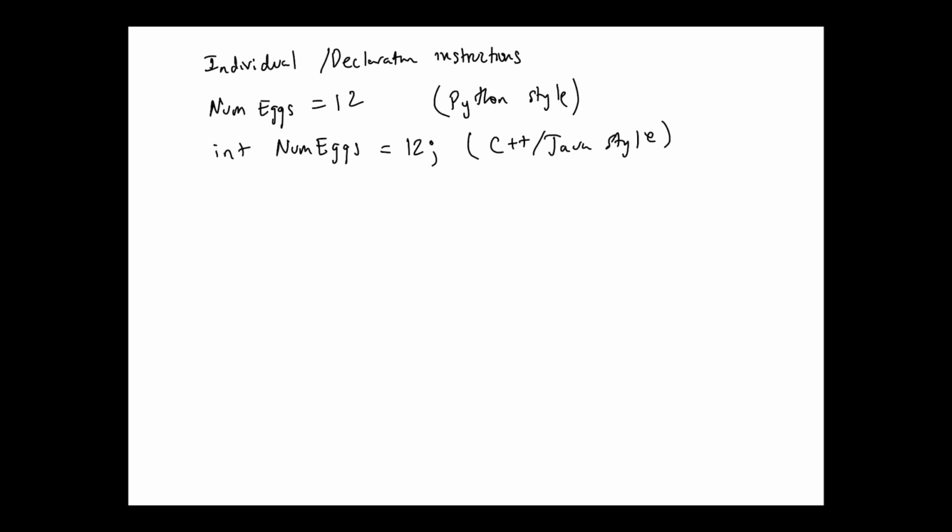And depending on the language, like Python, you could say, let's say, milk quantity equals 12.7.